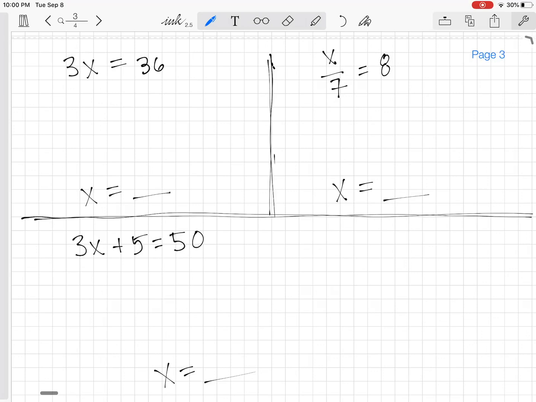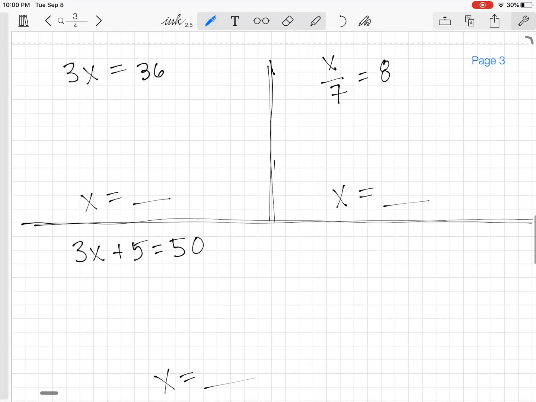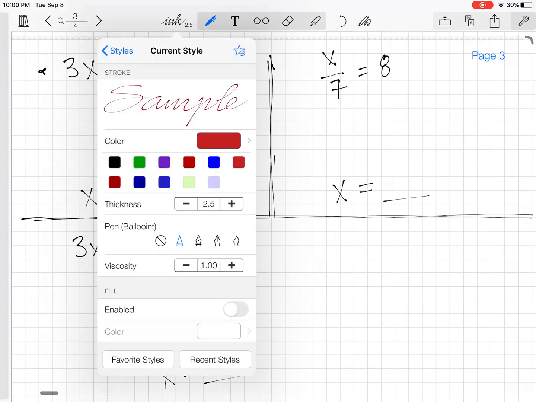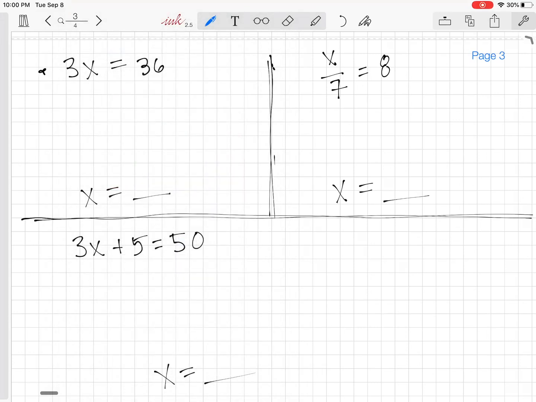So let's start with this one up in the upper left, 3x equals 36. I've got to get rid of this times 3. 3 times some number equals 36. The opposite of times 3 is going to be to divide by 3. And 3 divided by 3 gives me 1x, but we generally don't write the 1. We generally just write x.